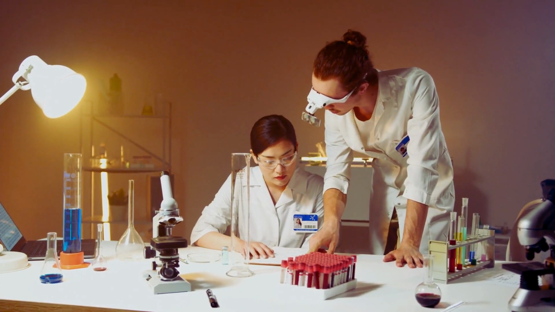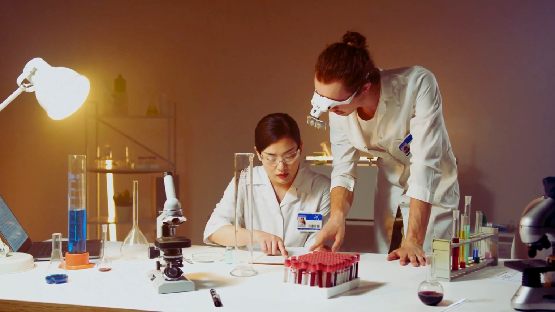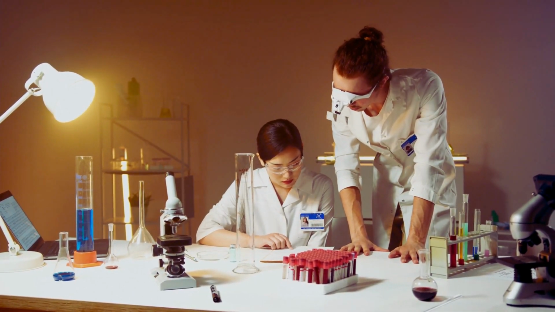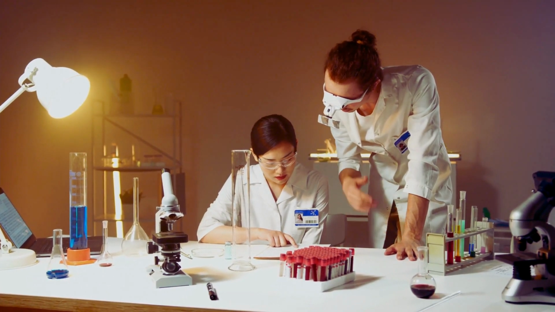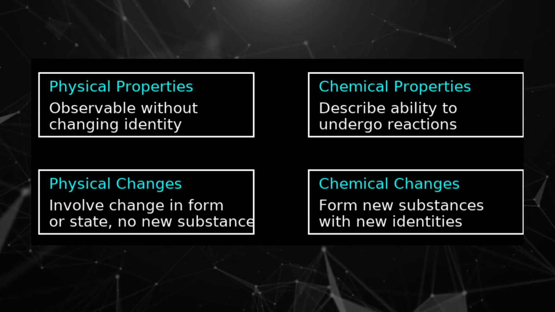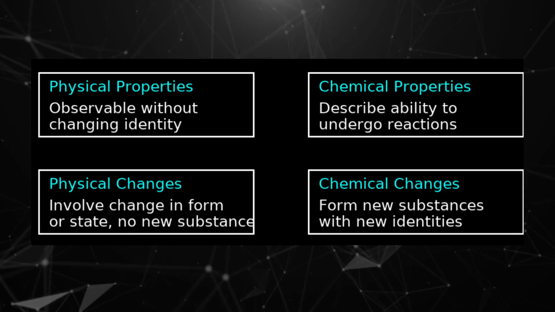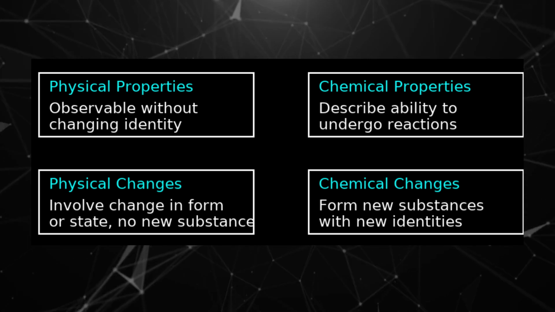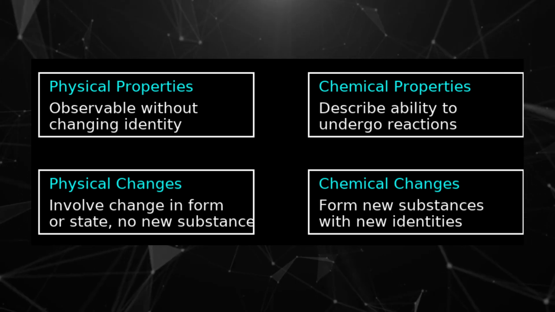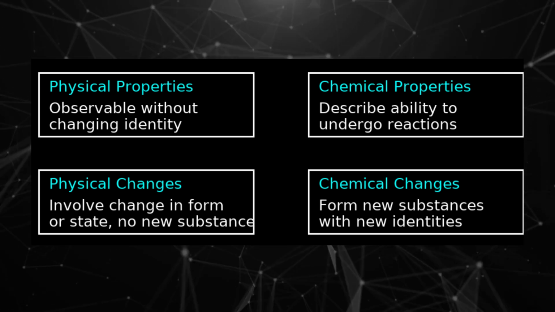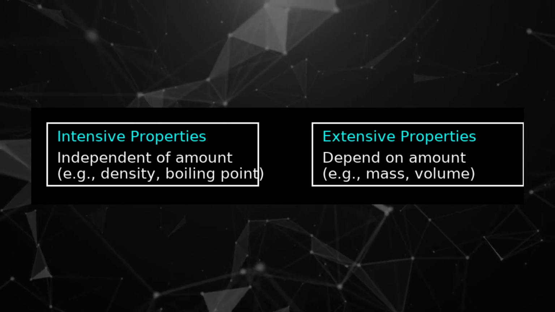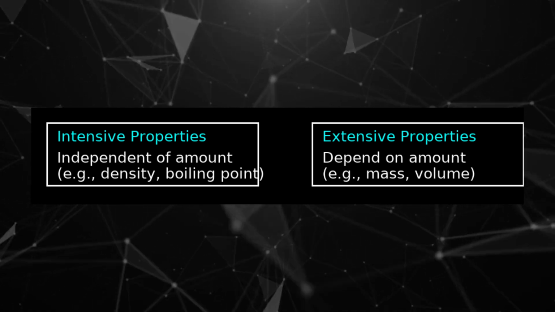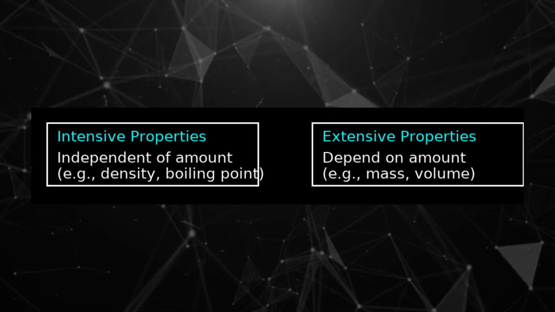Understanding physical and chemical changes allows scientists such as chemists, biologists, materials scientists, and environmental scientists to predict outcomes, control reactions, and design effective processes. Let's bring it all together and see the big picture. Physical properties and changes involve characteristics or transformations that do not alter a substance's identity, while chemical properties and changes involve the formation of new substances. Intensive properties are independent of amount, and extensive properties depend on quantity. Together, these concepts provide a framework for understanding and classifying matter.